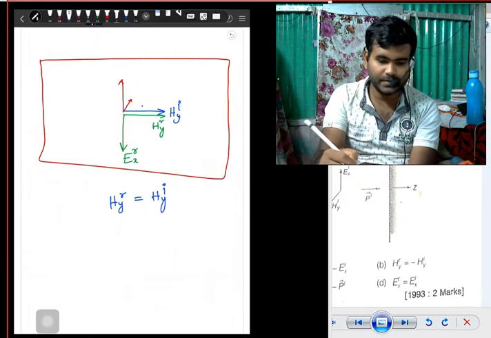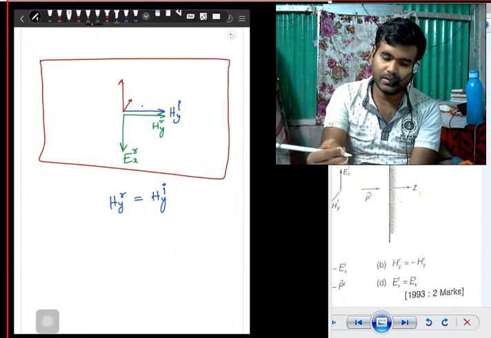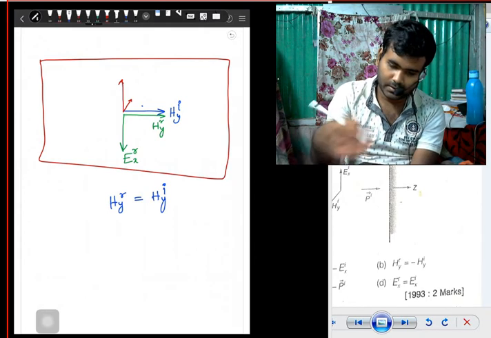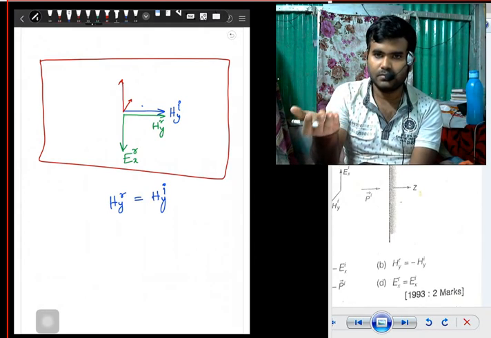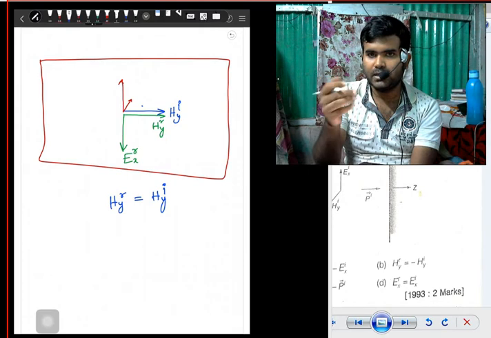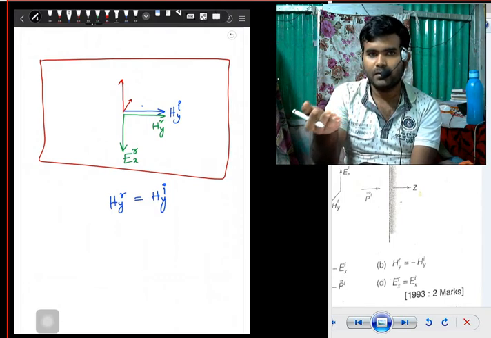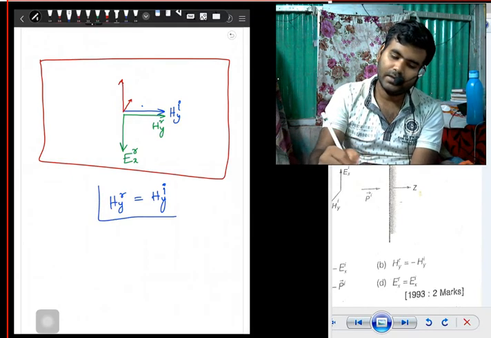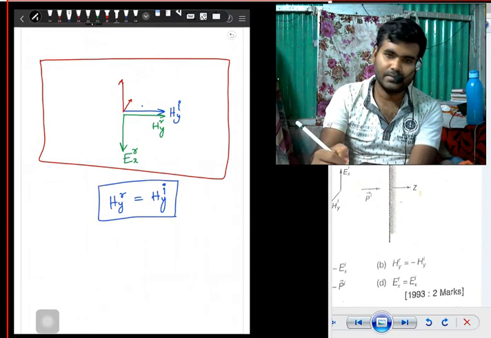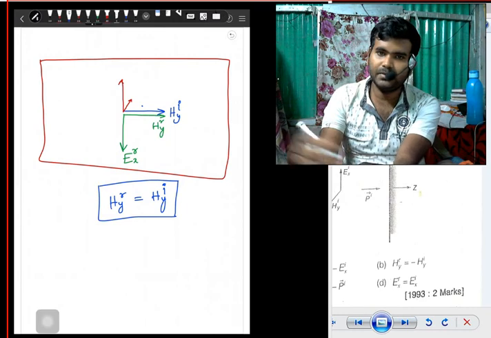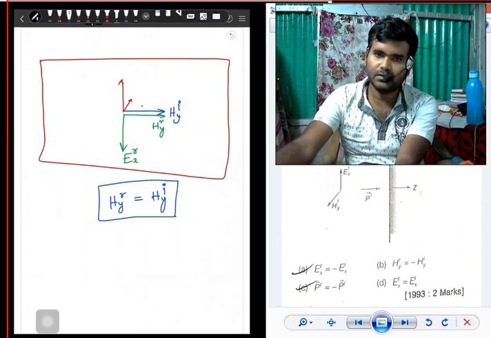There is no negative sign because the direction of the reflected magnetic field and the incident magnetic field is the same. Considering this perfect conductor, there is no loss due to the surface current flow, so the reflected magnetic field has the same magnitude as the incident magnetic field. So they are directly equal, no negative sign. So option B is not correct.